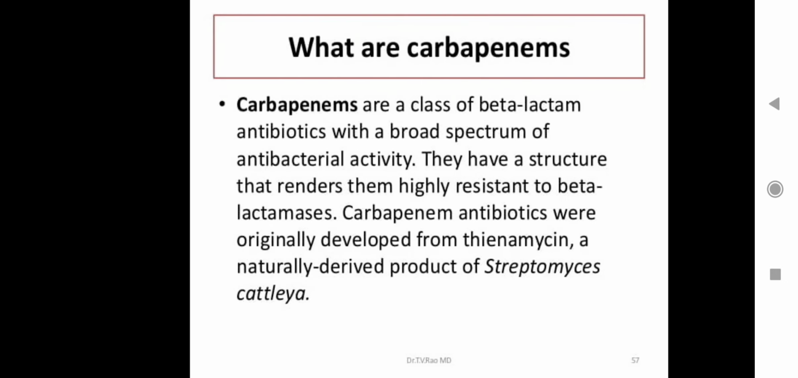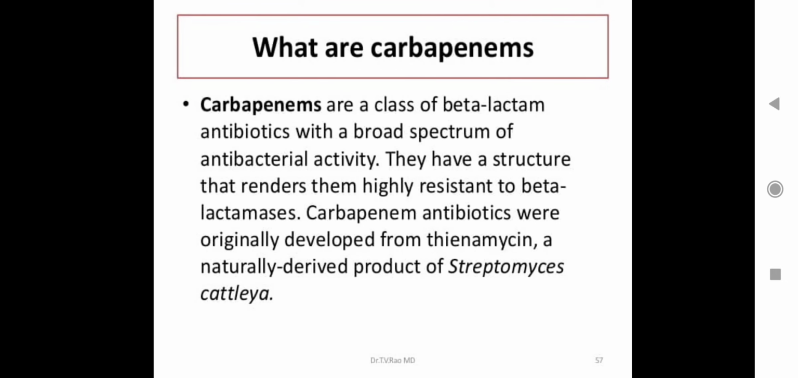Carbapenems. The carbapenems are a very important group which includes imipenem. They are a class of beta-lactam antibiotic with a very broad spectrum. They have structures that provide them high resistance to beta-lactamase. Carbapenem antibiotics are derived from thienamycin, which is a naturally derived product of Streptomyces cattleya.